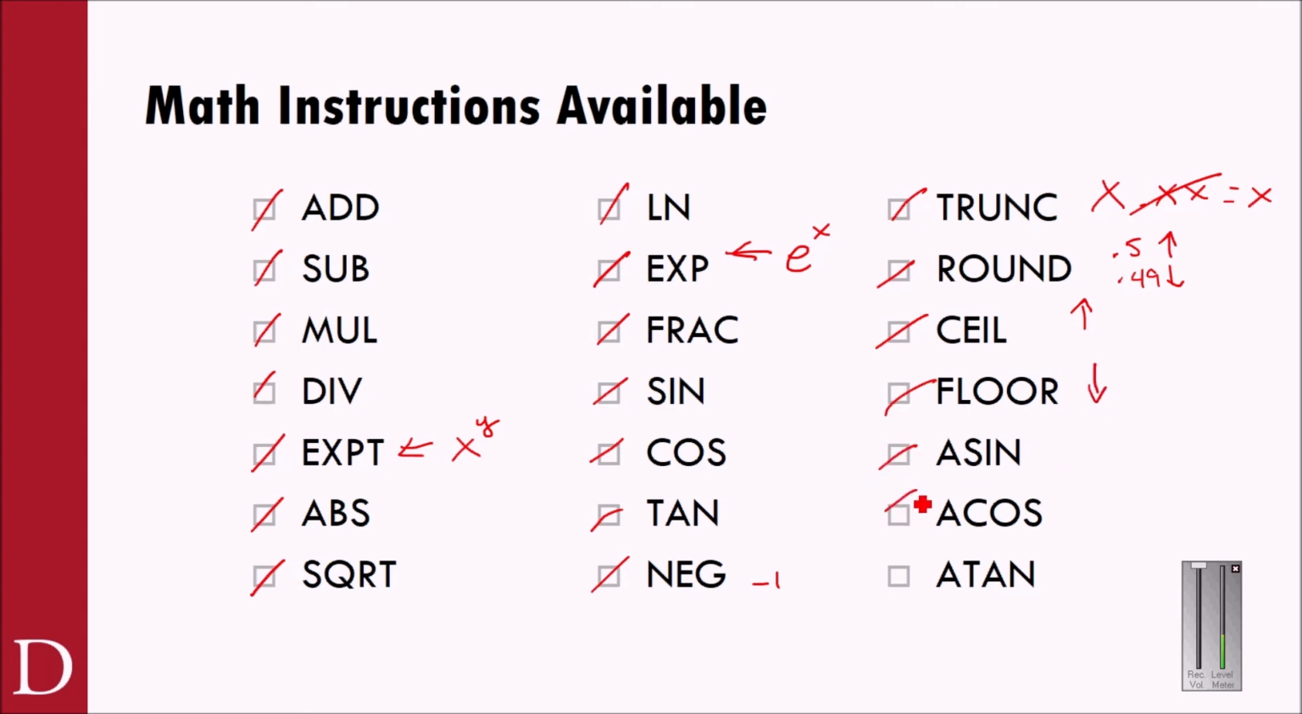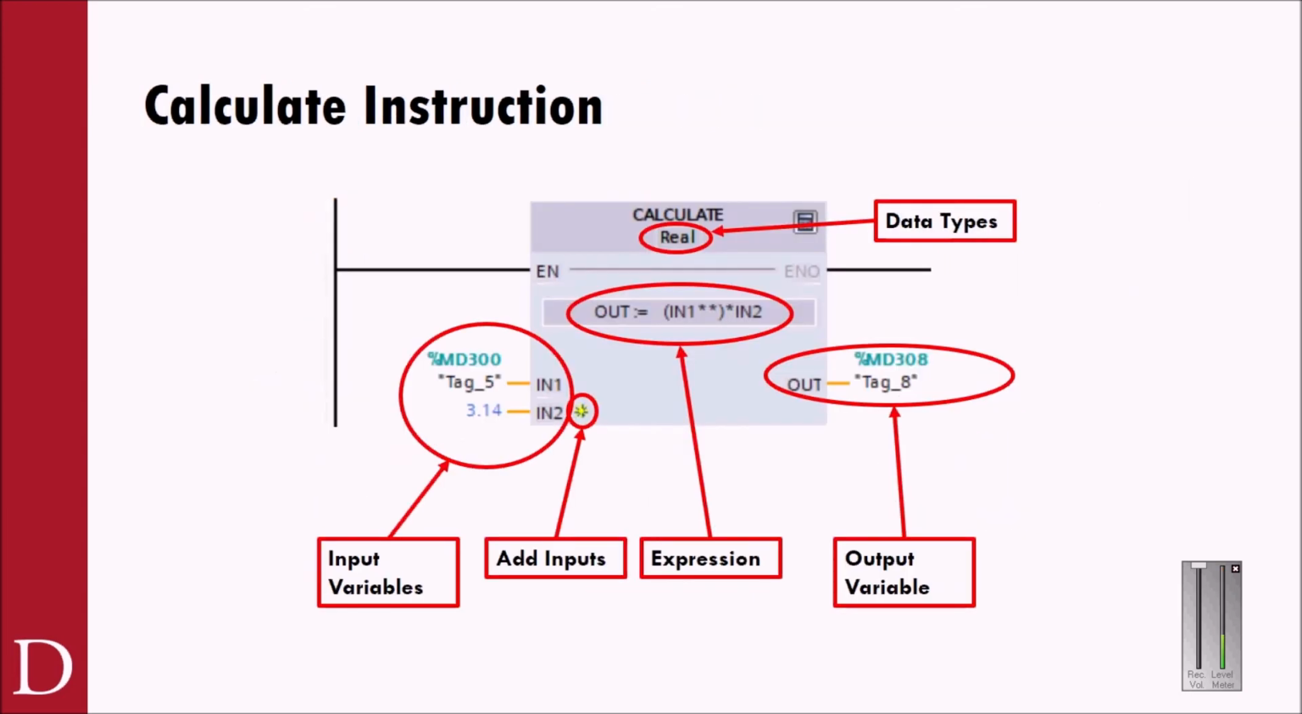You've got an arc sine, arc cosine, and an arc tangent. So you've got all your trigonometric, all your exponential, your logarithmic functions. You've got some data conversions with truncates, roundings, ceilings, and floors. You've got a lot of math instructions available to you. And then you've got a calculate instruction. So we can kind of just get an idea of what we're looking at here.